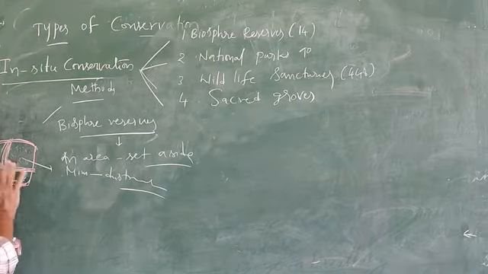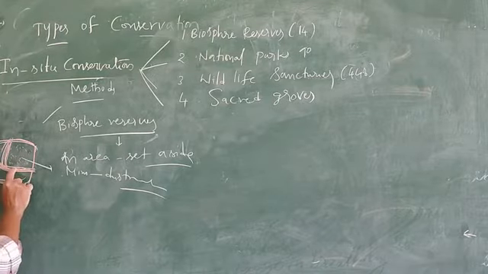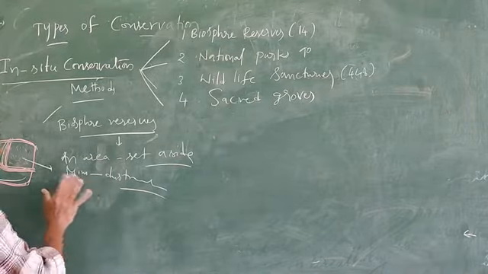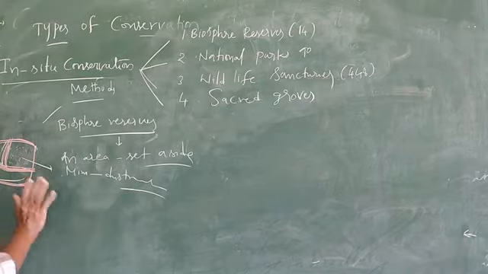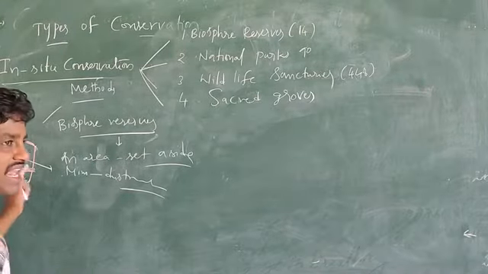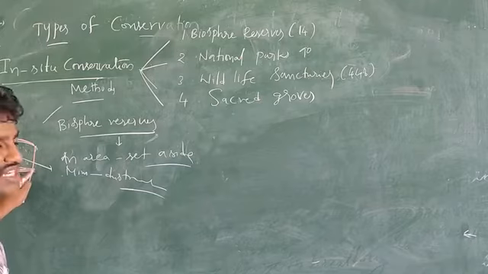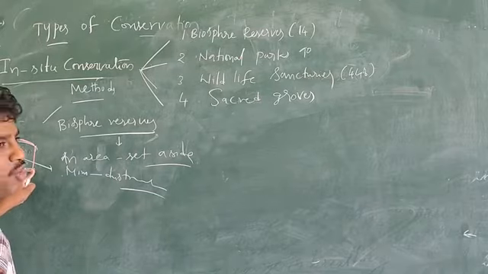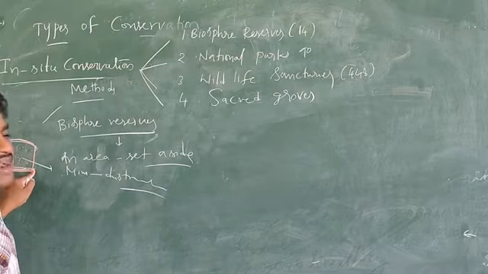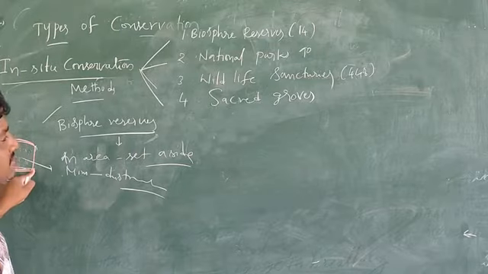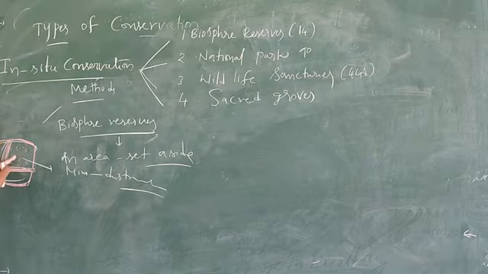That means such an area is minimally disturbed for conservation of such resources. Such a reserve we call the biosphere reserve. An area that is completely restricted and does not allow any human activities, and is also completely prohibited. So that's why it is such an area.